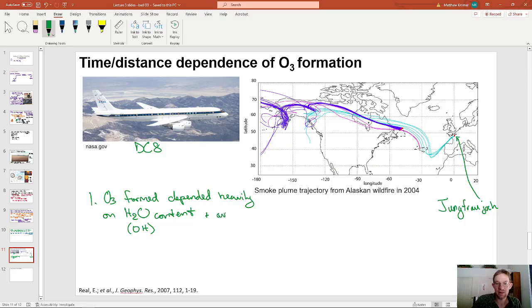And available light makes sense again, because to form ozone, you need UVA light to split NO2 to form that free oxygen atom, which will react with a molecule of O2 to form ozone.